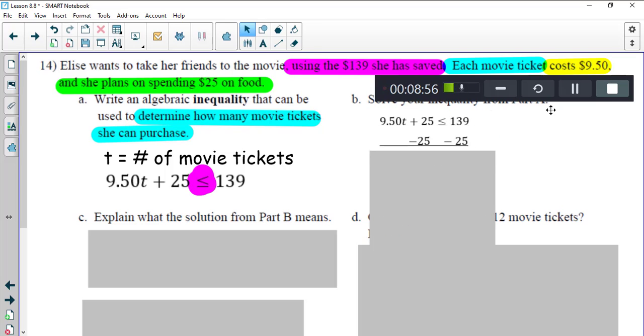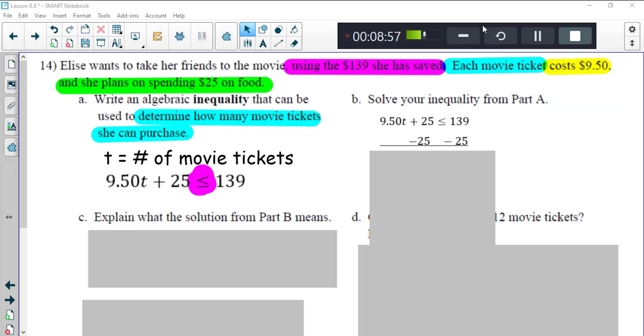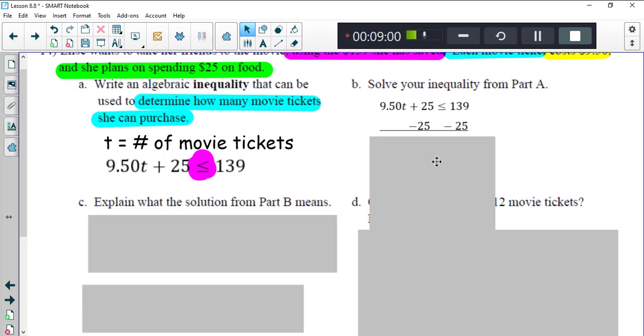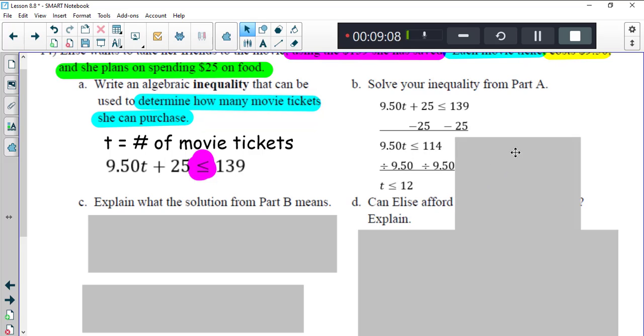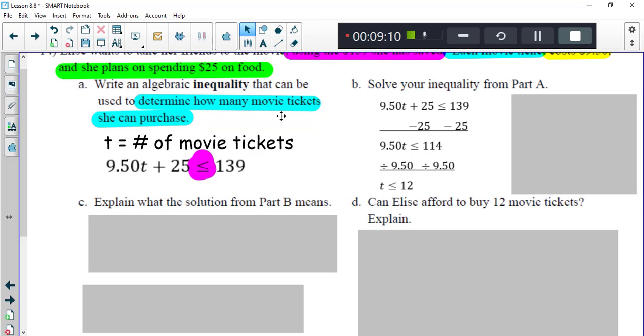All right, let's solve this inequality. We'll subtract $25 from both sides because part B asks us to solve it. That'll get us $9.50 t is less than or equal to 114. We'll divide both sides by $9.50, and that will get us t is less than or equal to 12. Let's explain what that means. That's our interpret our solution.